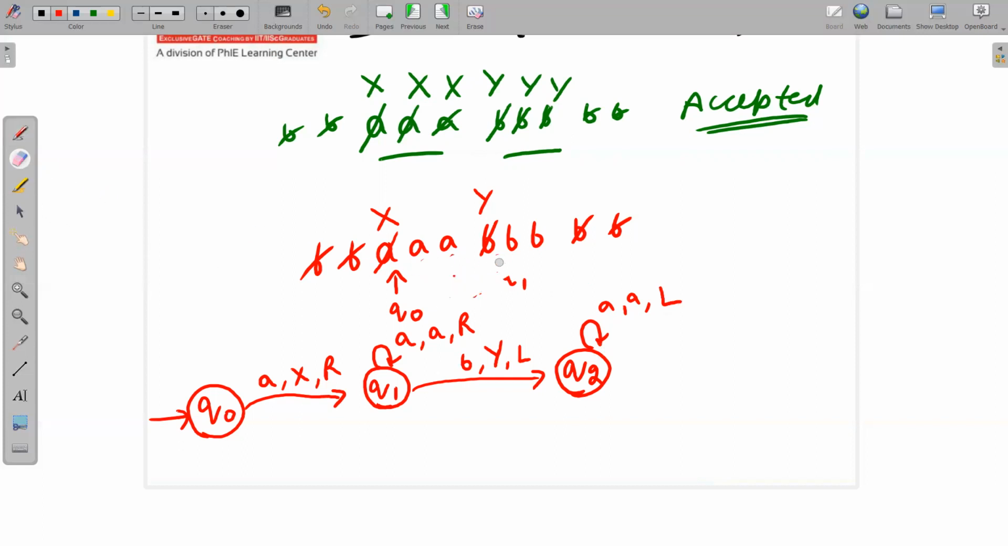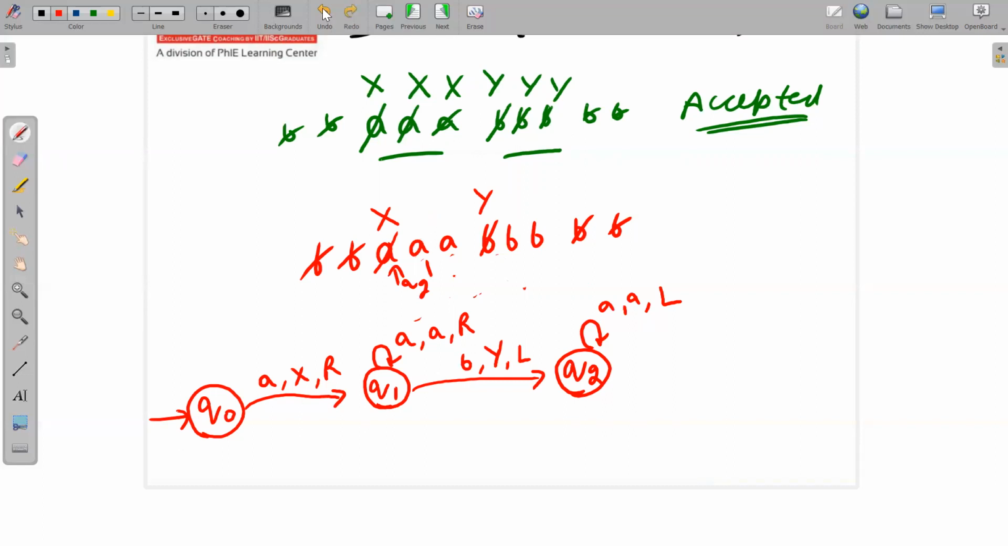Now what will happen? See here carefully. Q2 will keep on ignoring the A's, but as soon as Q2 finds this X, X will remain as X only and move towards the right. On the right, what should be the state? Now you have to change this A as X. Changing A as X is done by Q naught, so we will jump to Q naught.